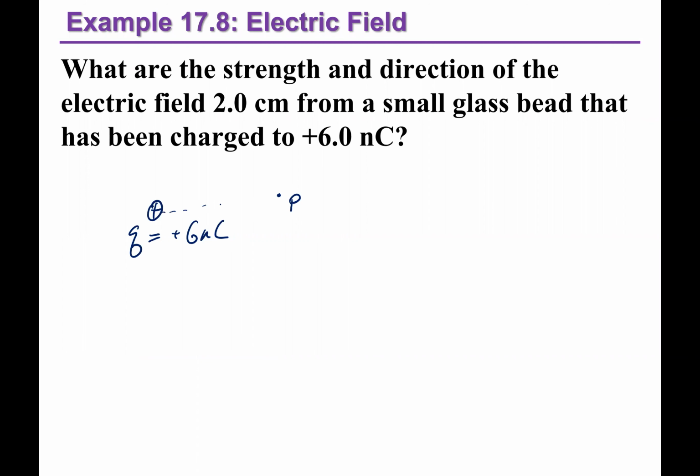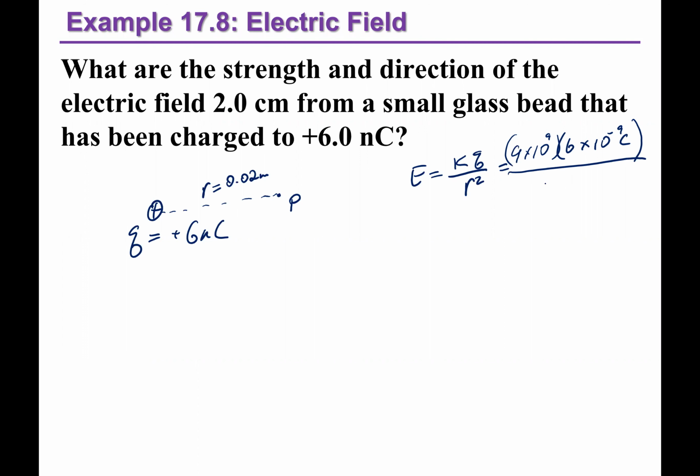So here's point P. Let's say this is R, which is 0.02 meters. It has to be converted to meters. So what is the electric field? Using this equation, kQ over R squared, I have 9 times 10 to the 9, times 6 times 10 to the negative 9 coulomb. Remember, nano is 10 to the negative 9. And this is divided by 0.02 meters squared.